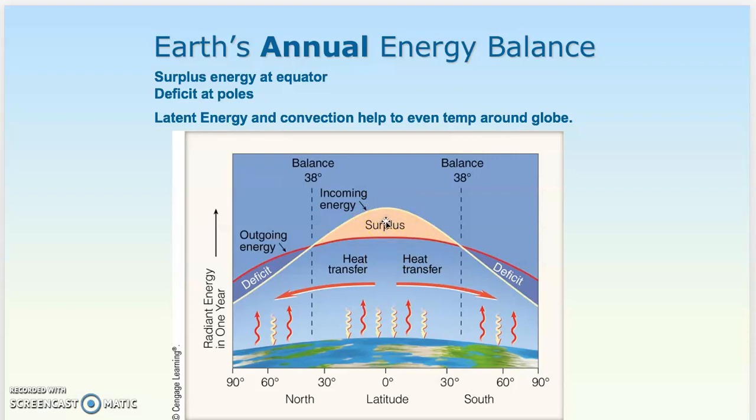But in circulating air around the globe, we can move it into the areas where there's a deficit of energy near the poles, 90 degrees north, 90 degrees south. And this circulation helps to keep that continuous, livable balance of energy on Earth. So latent energy and convection help to even the temperature around the globe by promoting circulation.